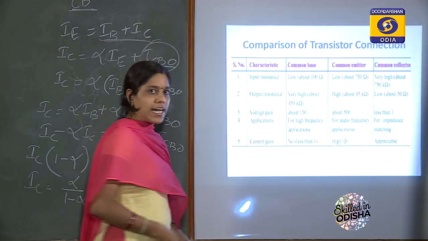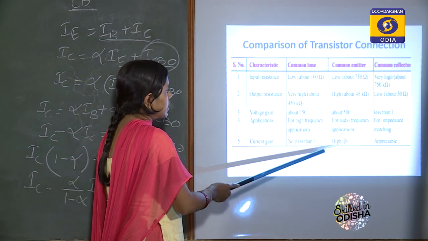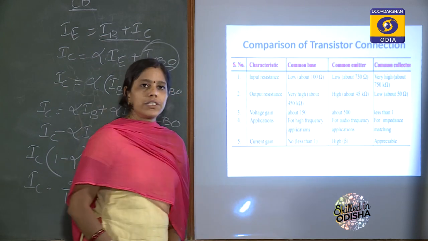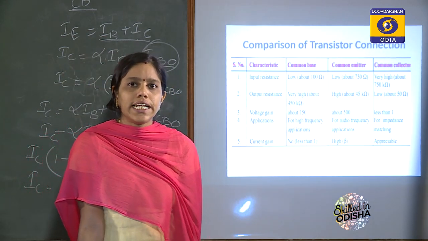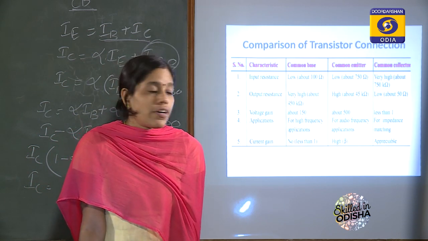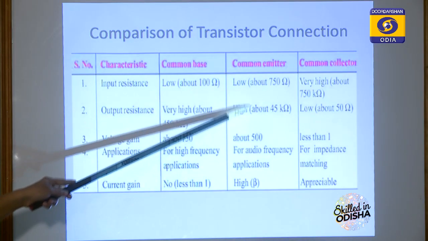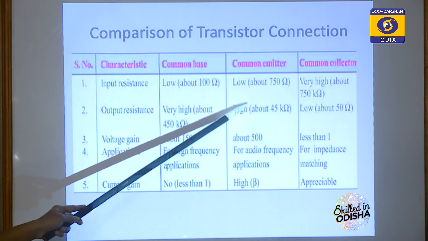Gamma is very high. Since in case of common emitter configurations, the voltage gain, current gain, input resistance and output resistance are all suitable for amplification purpose, generally we use common emitter configurations for all connections. That means common emitter is suitable for amplification purpose. That's why common emitter is used more.